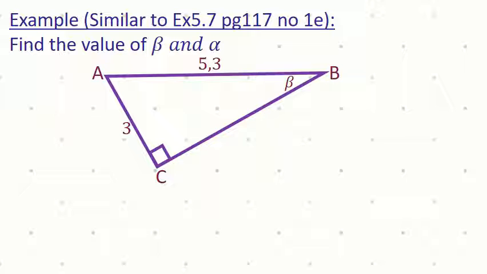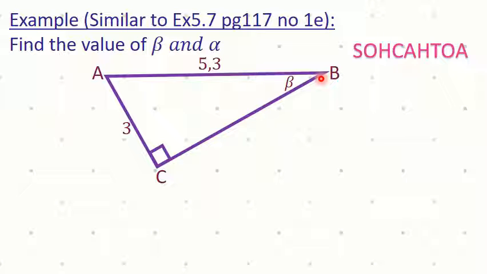Last example for the day. Here we are asked to find the value of beta and alpha. So this angle right here, it looks like a B with a longer tail. That is called beta. Alpha, I'm going to introduce a little later on. For now, I want to keep it simple by having you see that beta can be found using Sohcahtoa because we've got a right angle triangle.